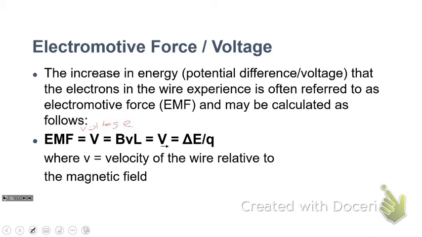And that's just saying, am I looking for the variable V? Yes, right? It depends on the question. So B is magnetic field strength, right? And then L is length of wire, so it just depends on what you're given in the question.